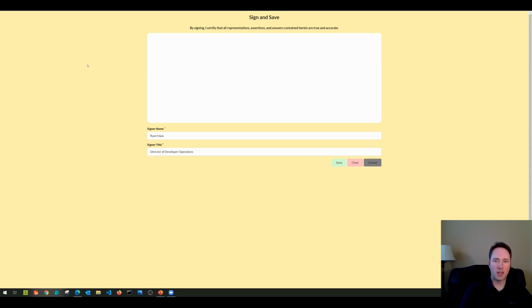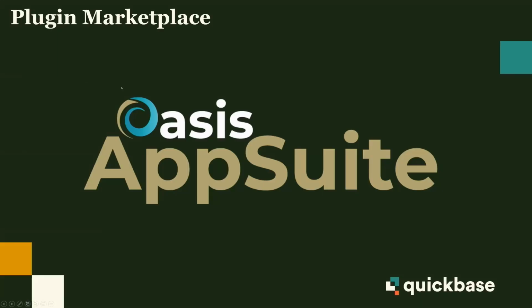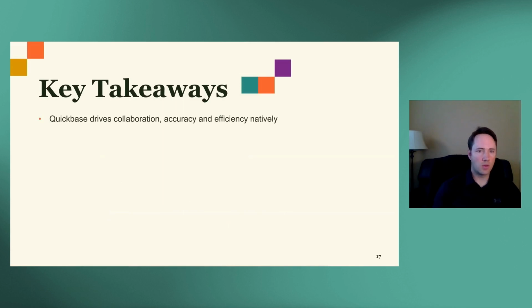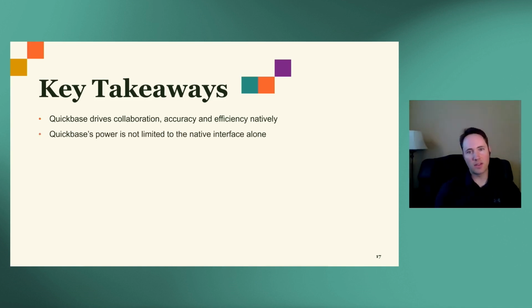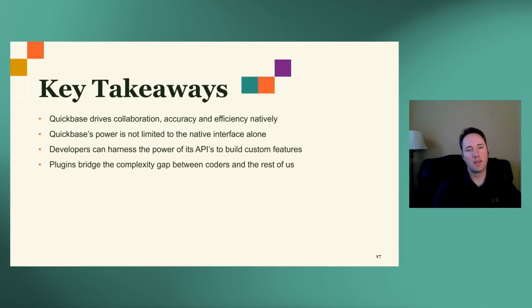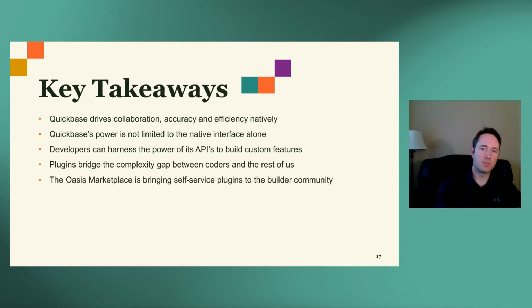I'm going to pop back over to my presentation here. And the whole idea behind this is to take the complicated things, the thing at the top right corner of this graph, the plugins, custom code, and database pages, and attempt to shift this down next to the native user interface in Quickbase. So the key takeaways I want you to walk away with are Quickbase drives collaboration, accuracy, and efficiency natively. Quickbase's power is not limited to the native interface alone. Developers can harness the power of its APIs to build custom features. Plugins bridge the complexity gap between coders and the rest of us. And the Oasis marketplace is bringing self-service plugins to the builder community.